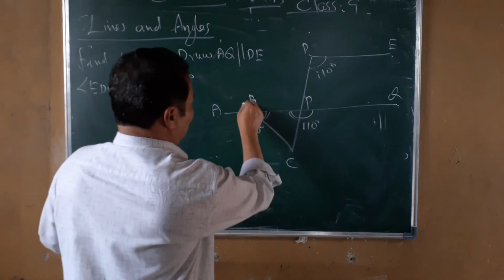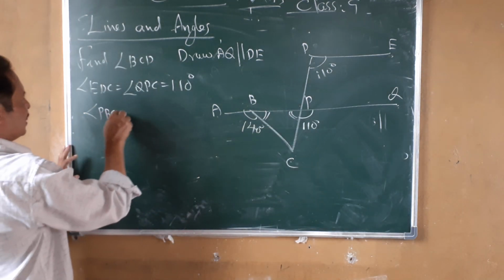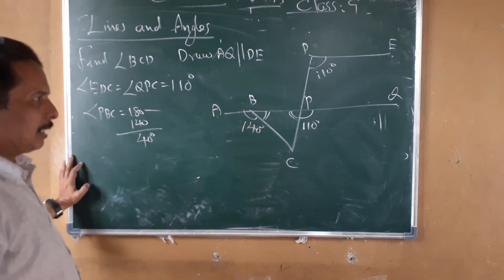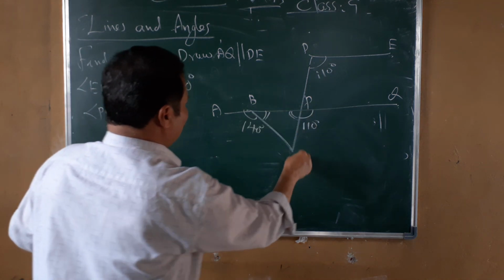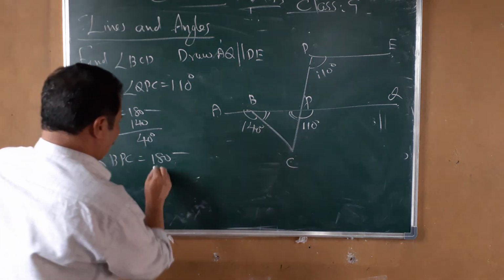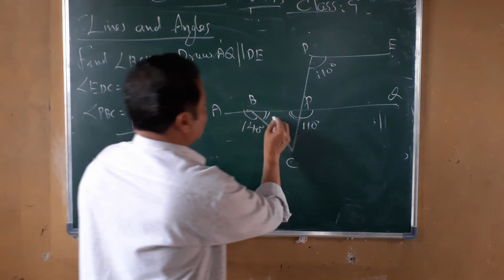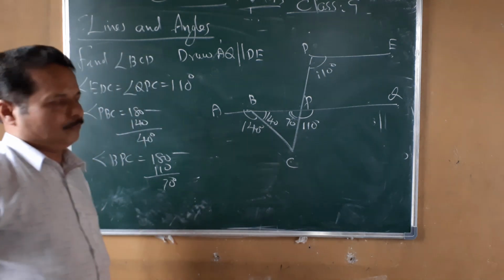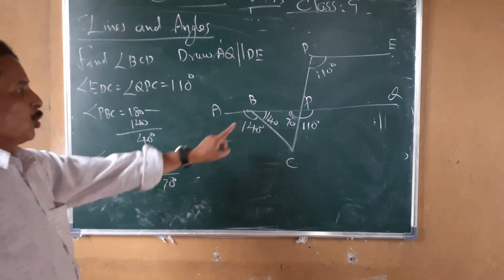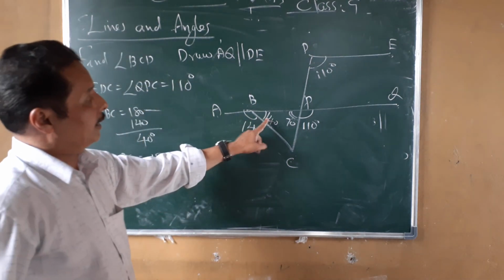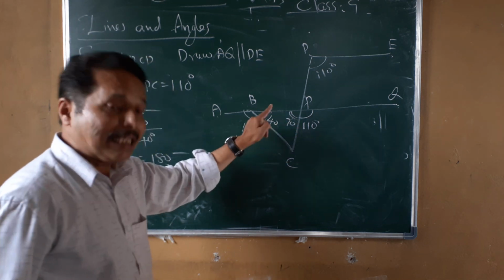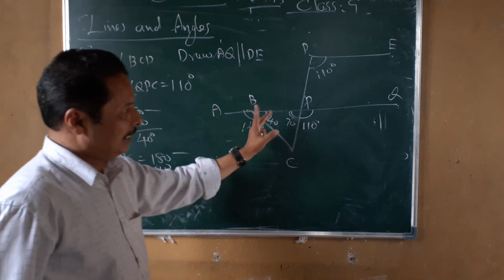You see the angles? So, angle PBC is 180 minus 140, that's equal to 40 degrees. Is it clear? And this one, angle BPC, 180 minus 110, that is 70 degrees. Here it is 40, here it is 70. These two are a linear pair. Similarly, those two angles are also a linear pair. So 180 minus 140 is 40 degrees here. 180 minus 110 is 70 degrees here. You see the pair of linear pair angles.